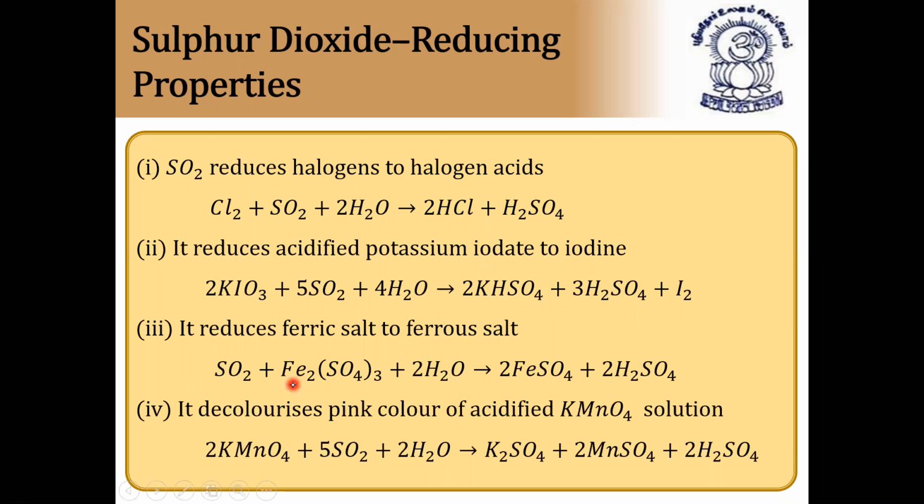This is called ferric salt, that is Fe2(SO4)3, with iron in plus 3 state. Ferric means iron in plus 3 state, and ferrous means iron in plus 2 state. So it reduces ferric salts to ferrous salts. It decolors the pink color of acidified potassium permanganate solution. Pink color to colorless. So potassium permanganate changes to manganese sulfate. I hope it is clear. So this is called the reducing properties of sulfur dioxide. All these reactions are important.